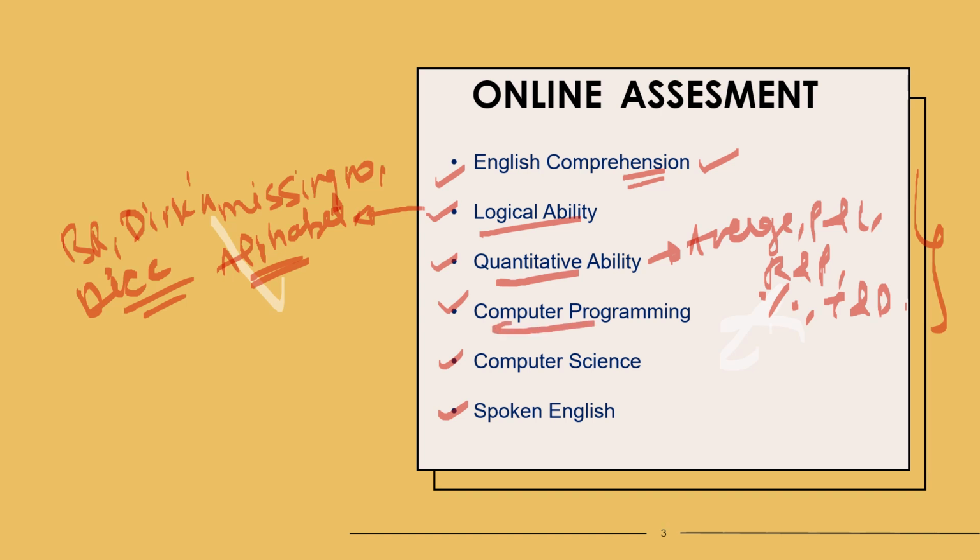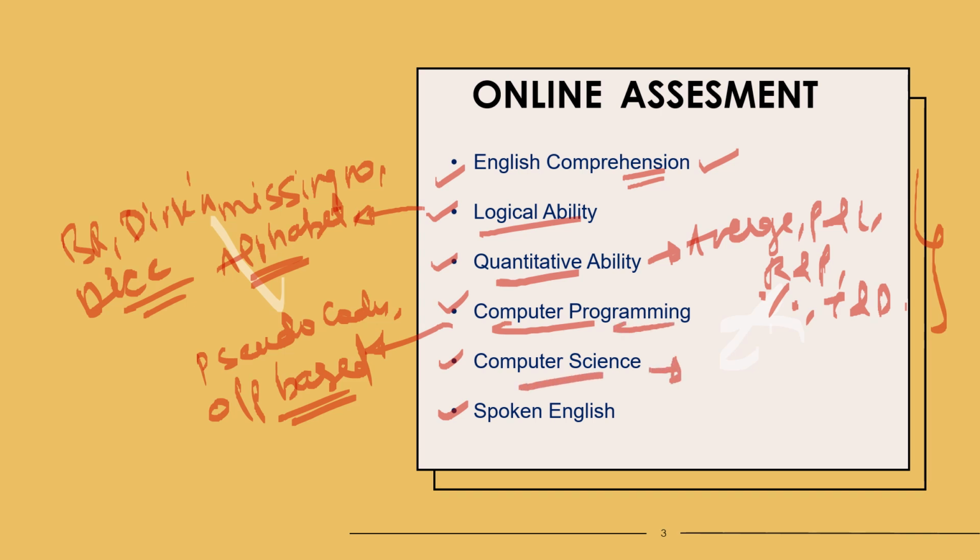If I talk about computer programming, it includes questions like pseudocodes and output based questions. So do give some output based questions a try before attempting this section. If I talk about computer science, it includes questions from subjects like computer networks, DBMS, OOPS, operating system. These are doable questions and you can easily attempt them if you have a basic understanding of these subjects.